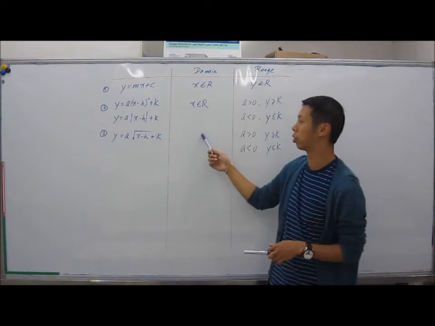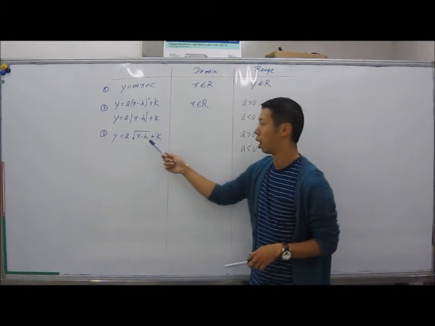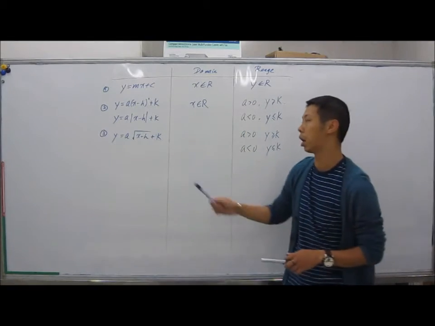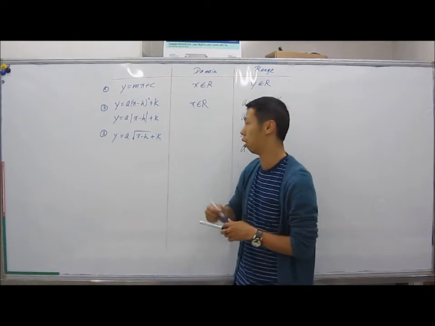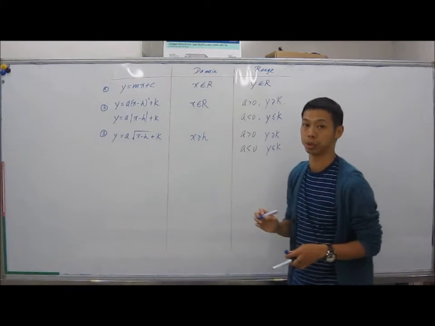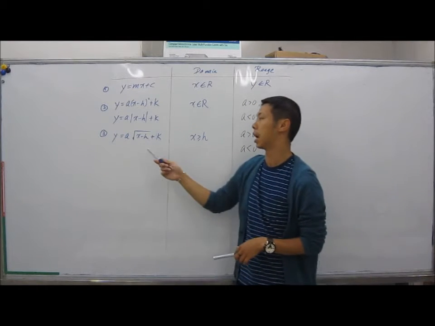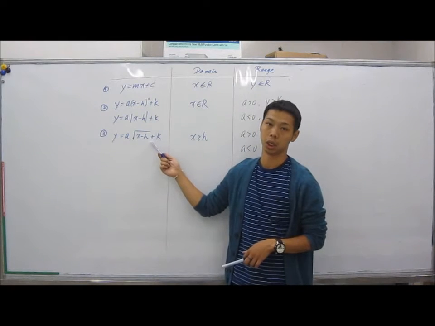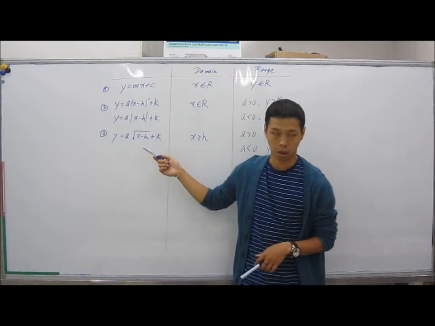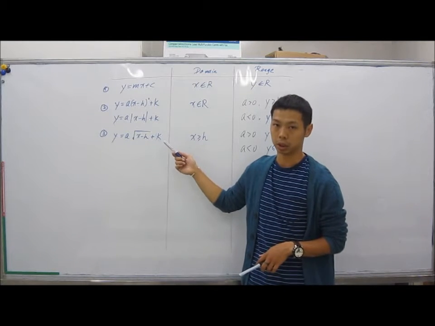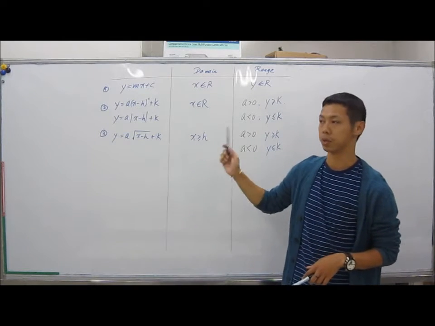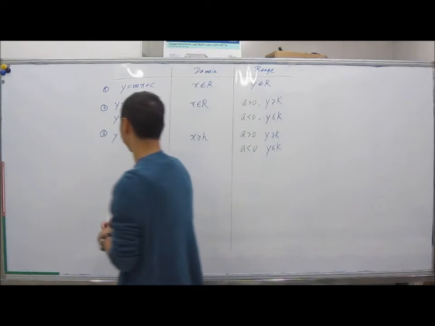On the other hand, if a is negative, our y is smaller than or equal to k. But for our domain here, anything inside the radical should be greater than or equal to 0. That means our x minus h is greater than or equal to 0. Finally, we will have this one: x is greater than or equal to h. If we say that this one is linear. On the other hand, if inside the radical is some quadratic expression, x squared or something, then still the inside is greater than or equal to 0.